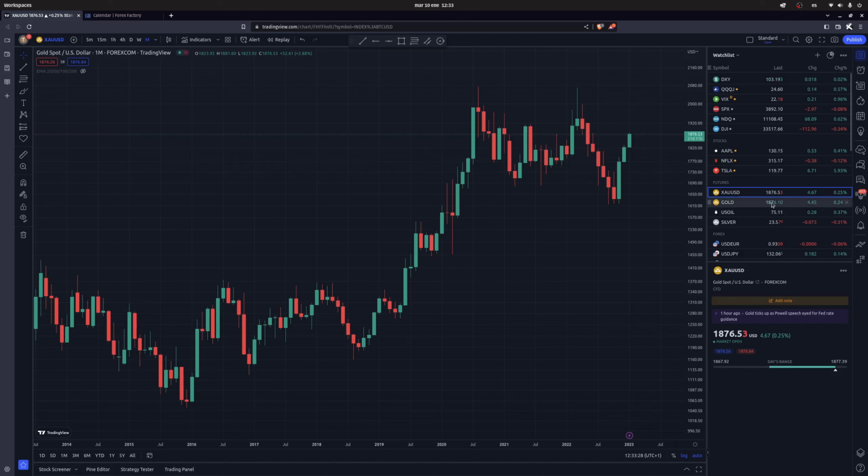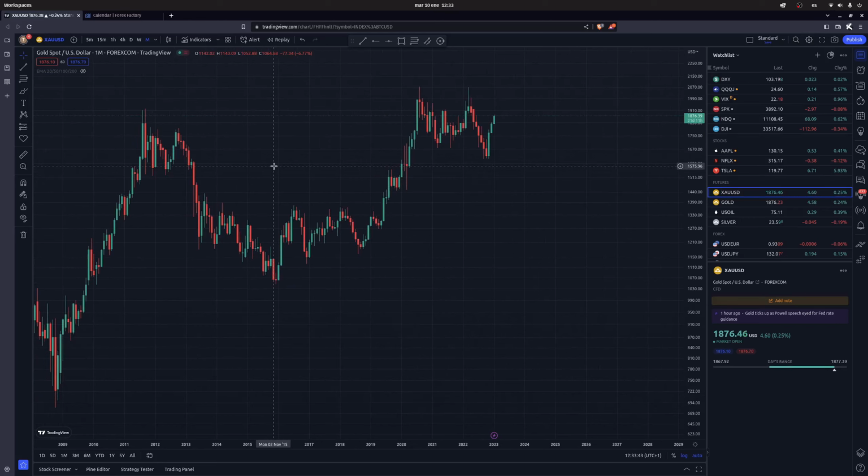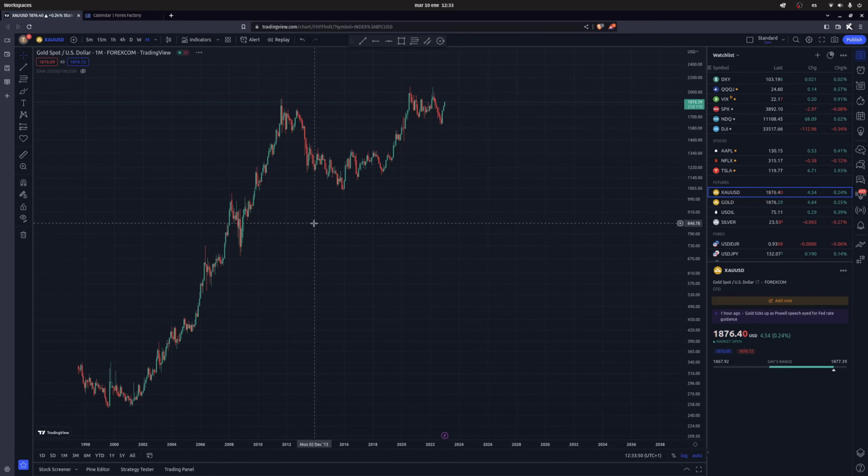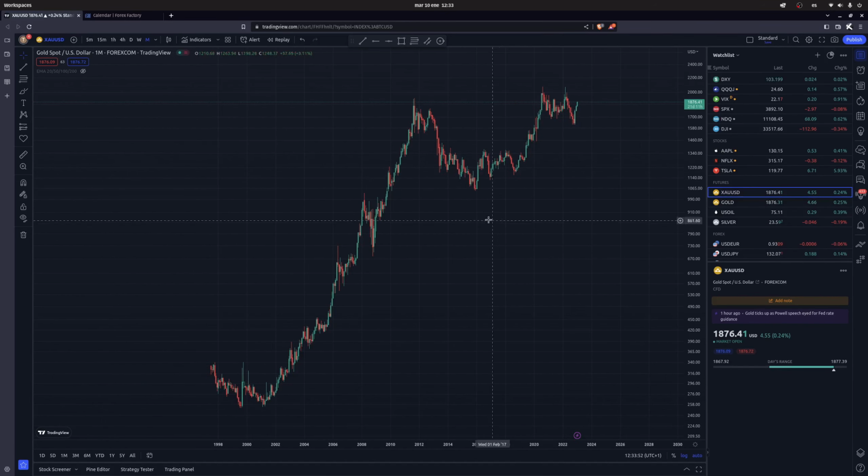So let's hop over to gold. We're going to check out the futures here, gold spot. And first of all, we are going to try to see if we can find any major support and resistance levels. Therefore, we go to the monthly and we zoom out and see what we can find here.